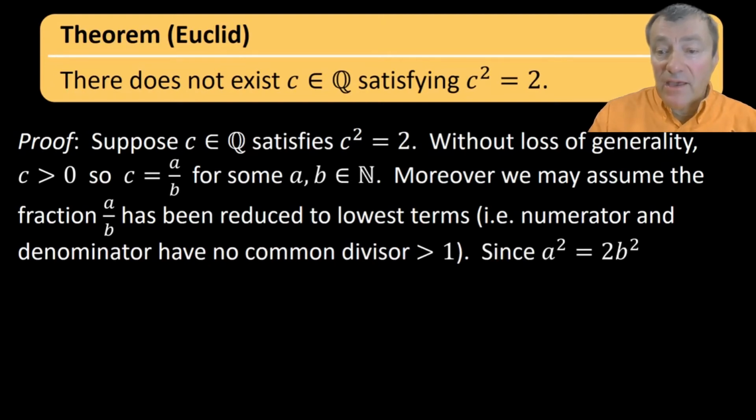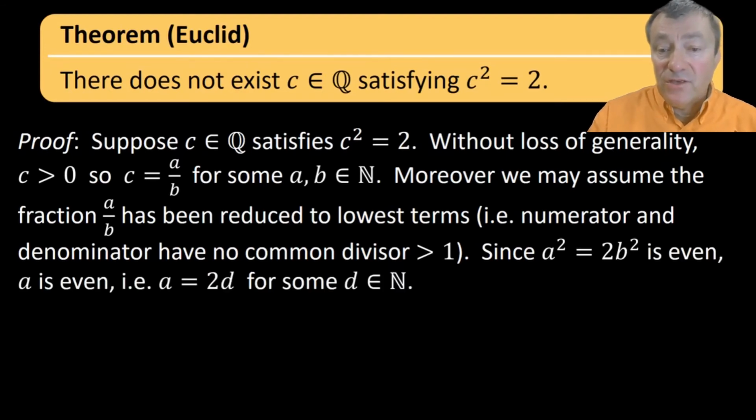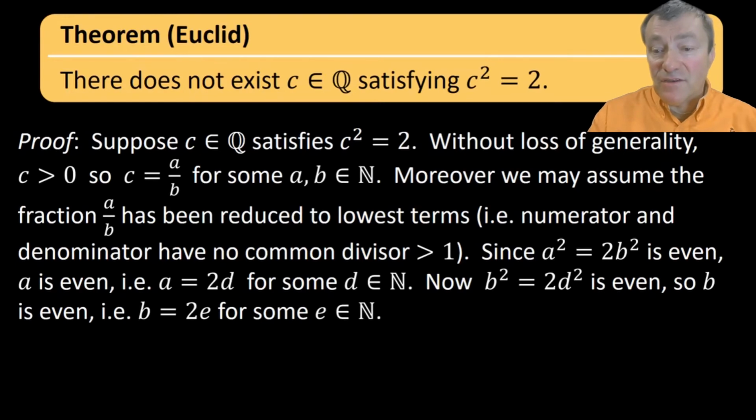Cross multiply and square both sides to get a squared equals 2b squared, which, by the way, is an even number. So that must mean that a is even, right? Of course, if a were an odd number, then squaring it, you get an odd number. So I guess a must be even. So a is therefore 2d for some natural number d. Substituting that in to the previous equation and simplifying, we get b squared equals 2d squared, which again is even. And again, that would have to mean that b is even, right?